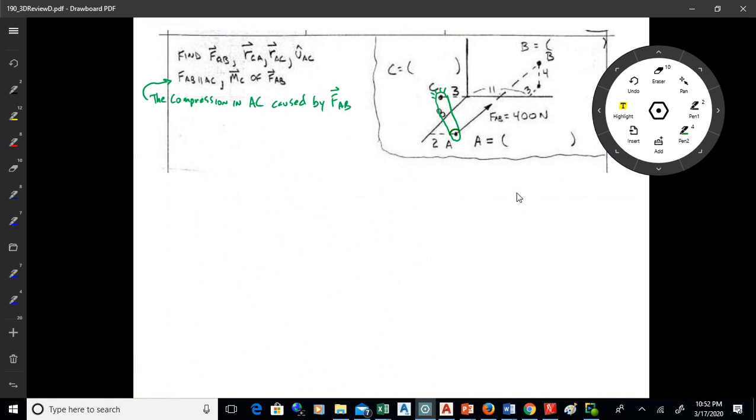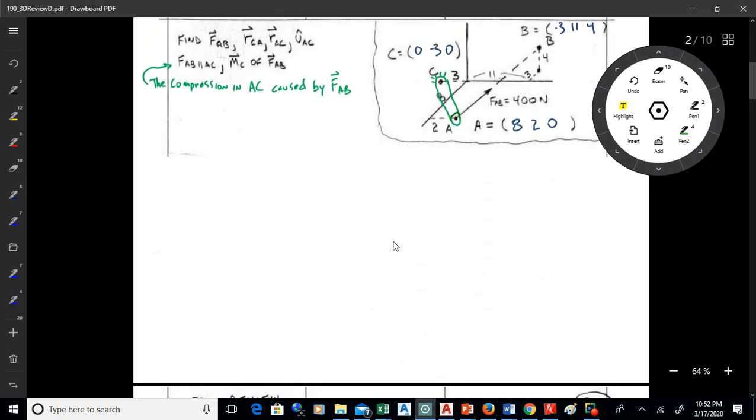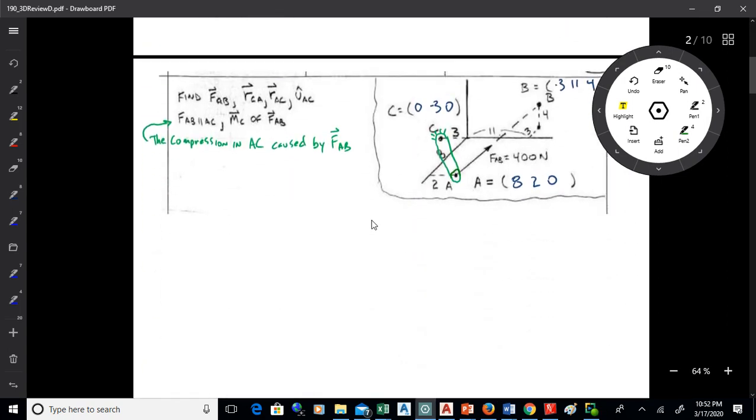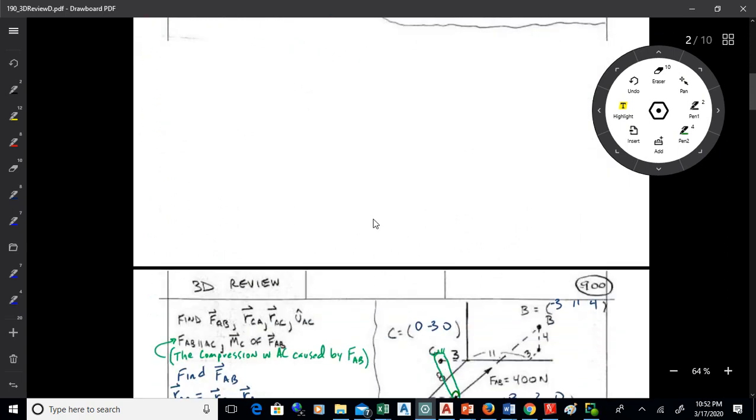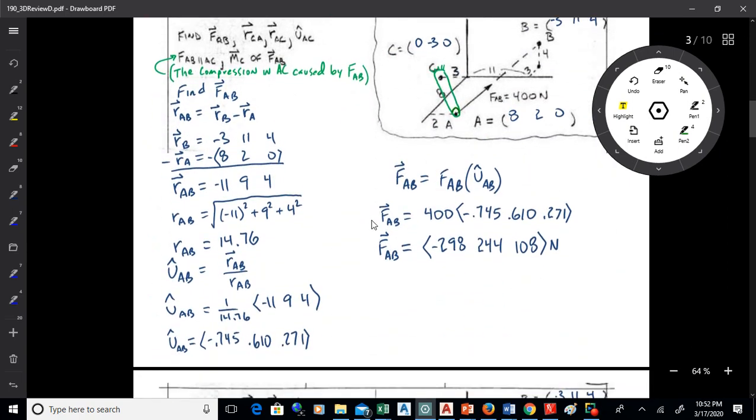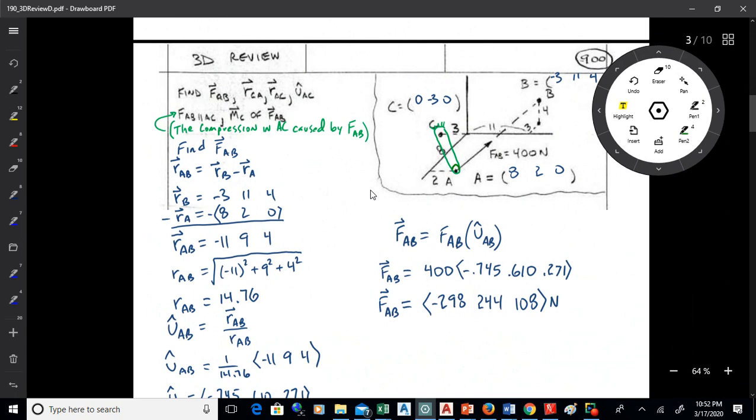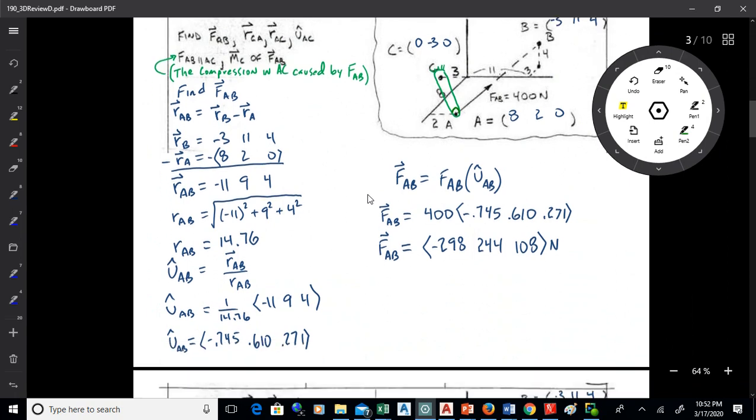All right, so what we want to do here, we want to find the force from A to B, the position vector from C to A and A to C, and then the unit vector from A to C. And then we want to find the compression in AC caused by FAB and the moment about C caused by FAB. Let's go through the steps you would go through in 3 dimensions to get that done.